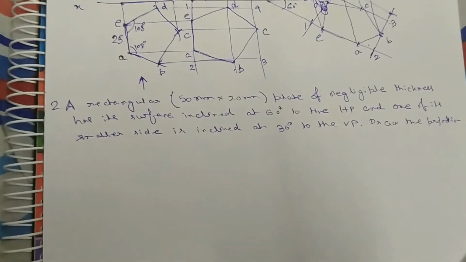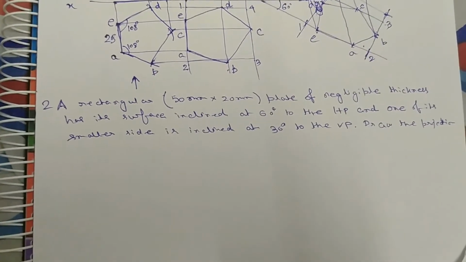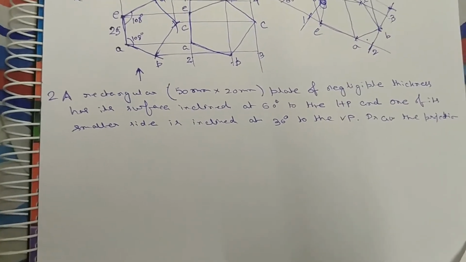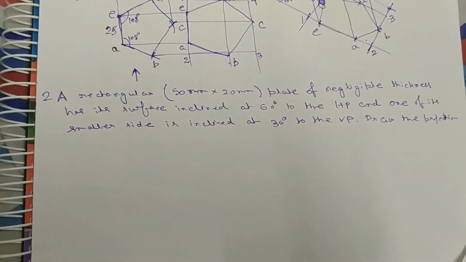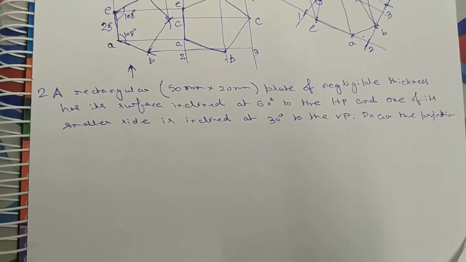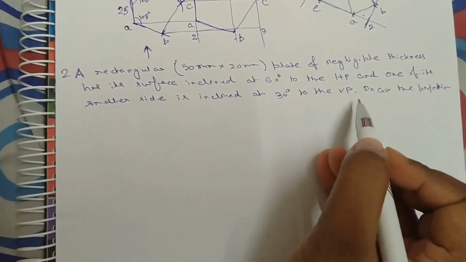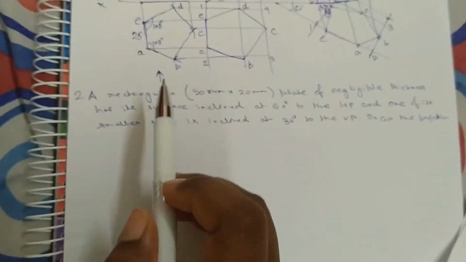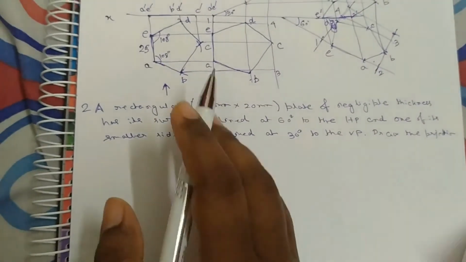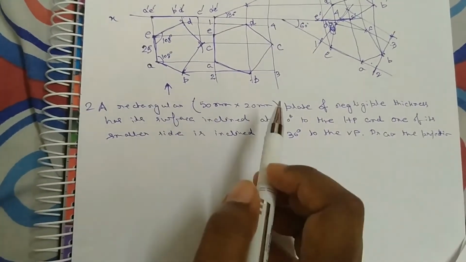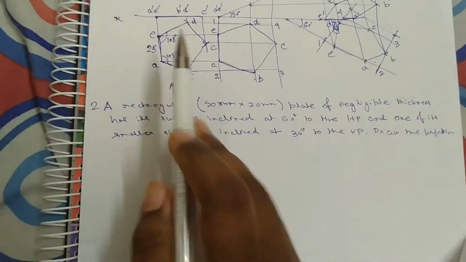Second problem. A rectangular plate of negligible thickness has its surface inclined at 60 degree to HP and one of its smaller side inclined at 30 degree to HP. Draw the projection. Actually both are the same problem, only the figure is different, means the surface is different. That was a pentagon and this is a rectangular plate.